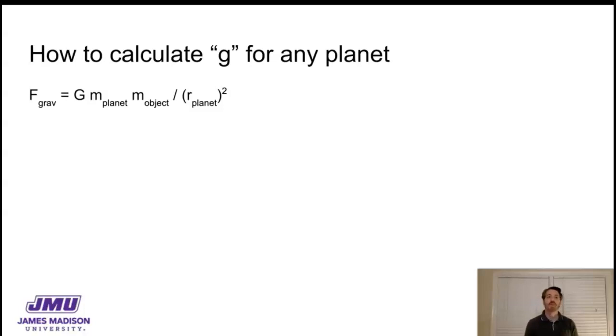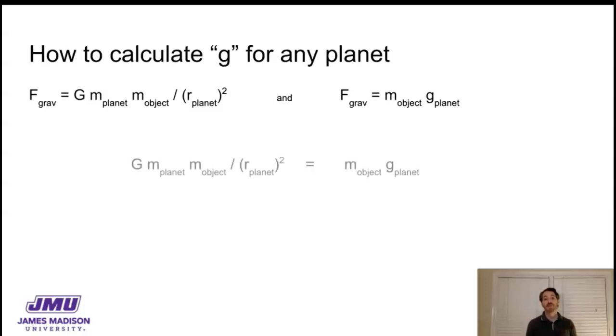The way they know this is: the force of gravity is G times the mass of the planet times the mass of some object that you're talking about on the planet, divided by the radius of the planet squared. But if you're near the planet's surface, then the force of gravity for that object is the mass of the object times g of the planet. And since, as long as you're near the surface of the planet, these are both valid expressions for the force of gravity between some object and the planet, you could set those expressions equal to each other.